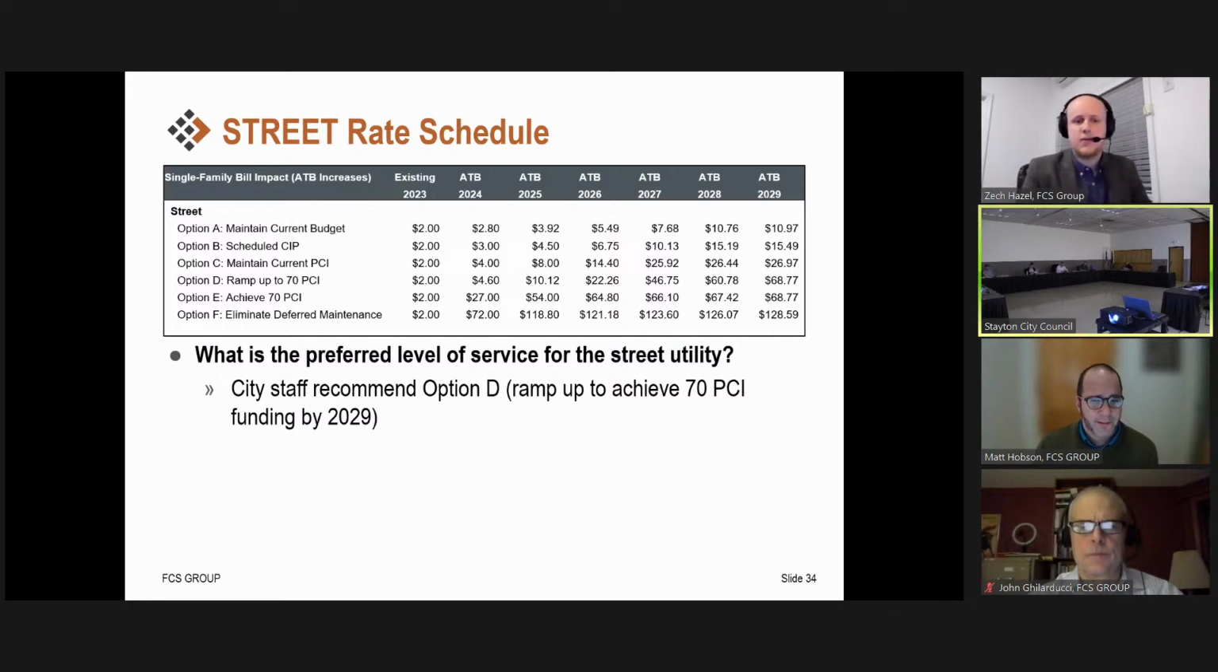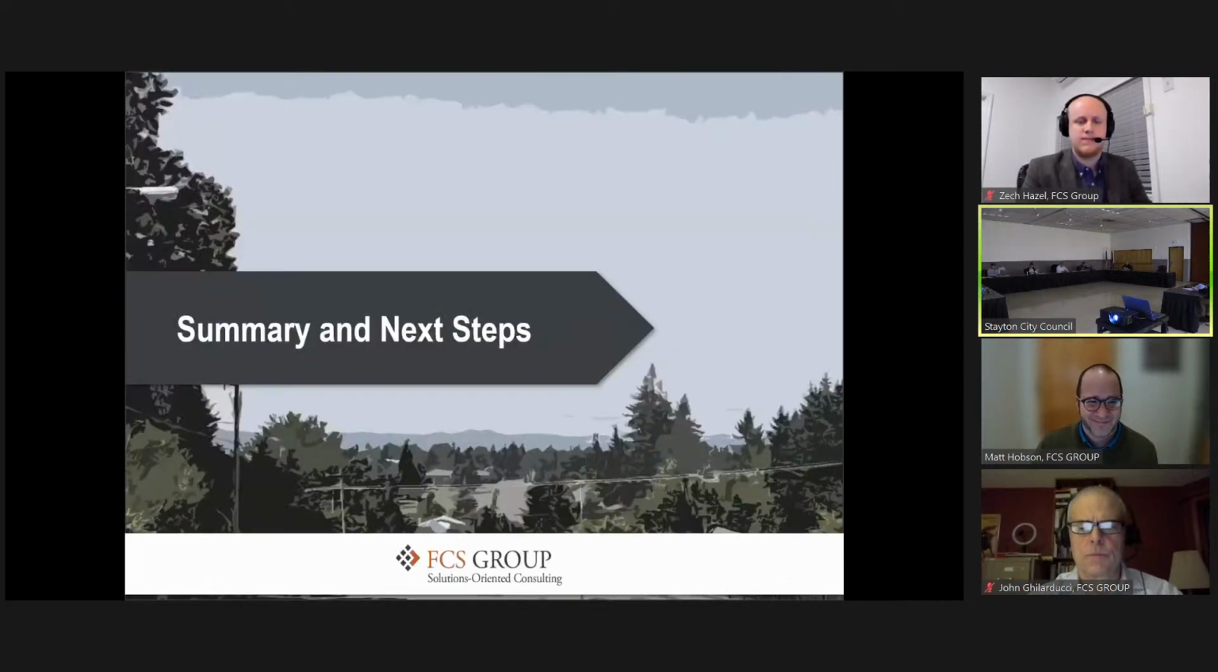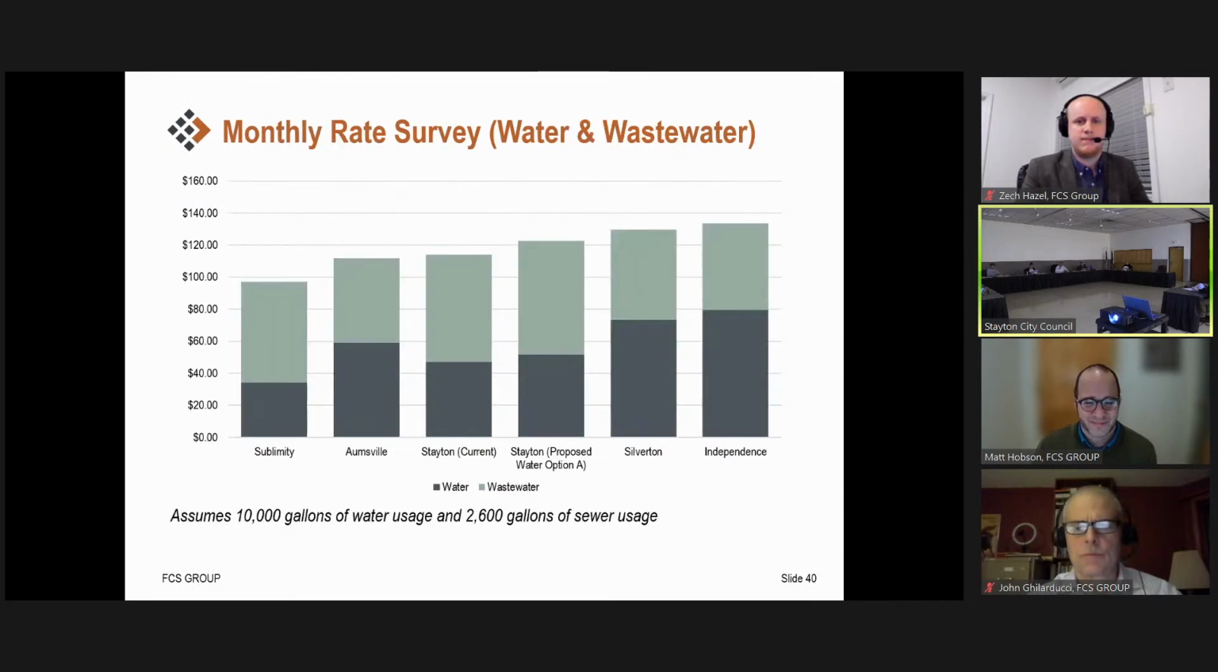I think we didn't get far enough, but on slide 40, if you go to slide 40, it compares us to other cities right next to us and where we stand versus other cities. So that might be some information to look at before our next meeting.